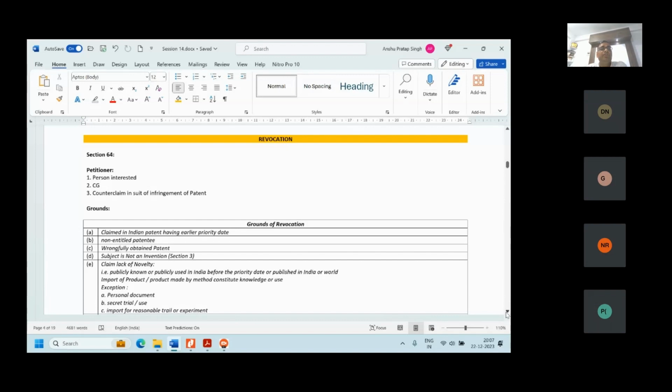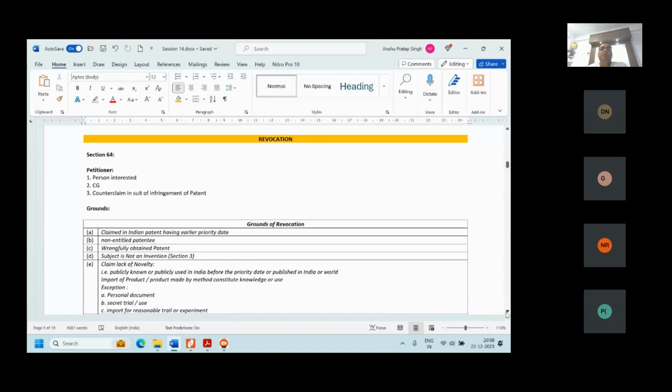Okay. Now, section 64. Section 64 talks about any person interested or the central government, who can be a petitioner, who can approach the court or controller, who can be the applicant asking for the revocation of the patent. An interested person can be there. The central government can be an applicant.